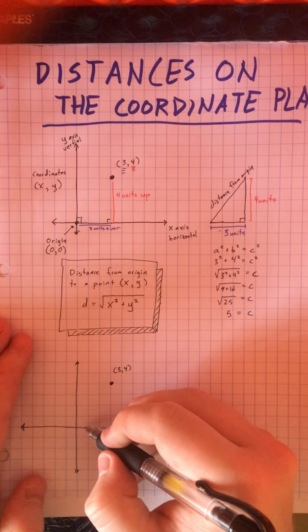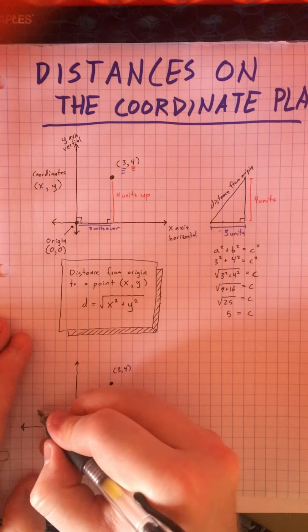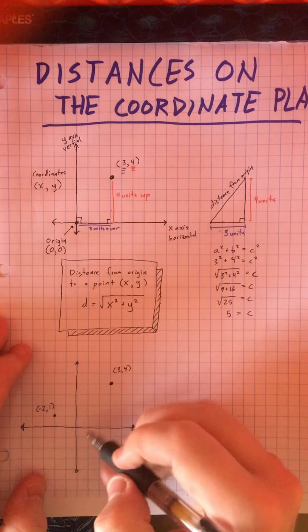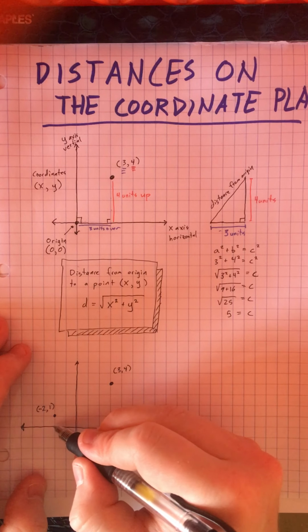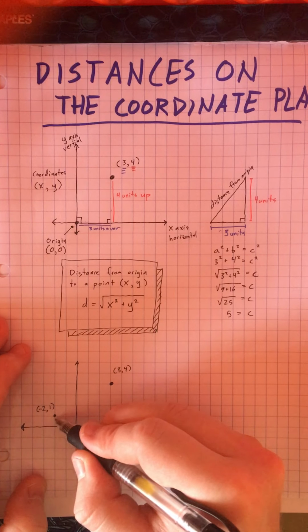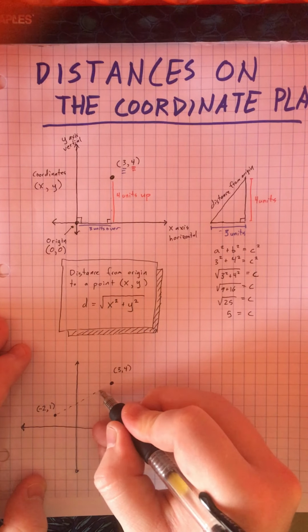And now we're going to look at -2, 1. These coordinates mean that the point is 2 units to the left of the origin on the x-axis and 1 unit above the y, or 1 unit up in y. We want to know what this distance is.